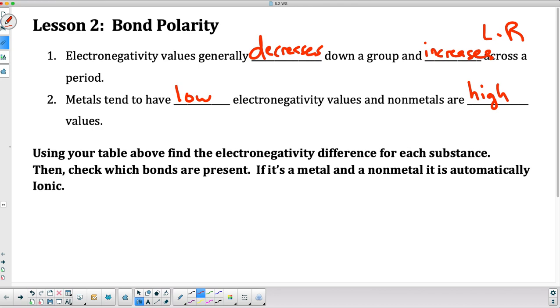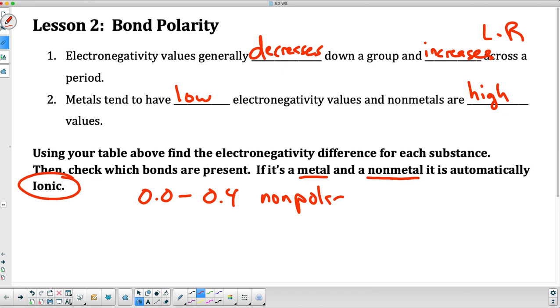Now here's the key. If it's a metal and a nonmetal, we're automatically going to call it ionic. Remember, if we go from 0 to 0.4, that is called nonpolar covalent. If we go from 0.4 to 1.7, that is called polar covalent. And if we have a metal and a nonmetal, we're automatically calling it ionic no matter what.